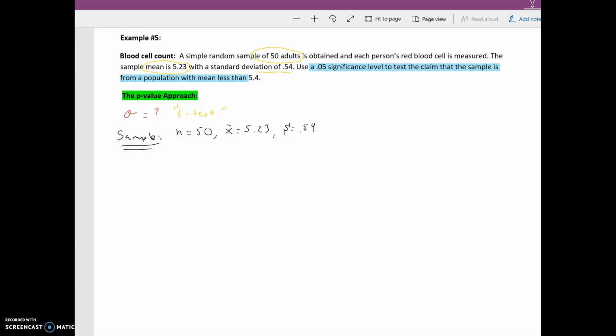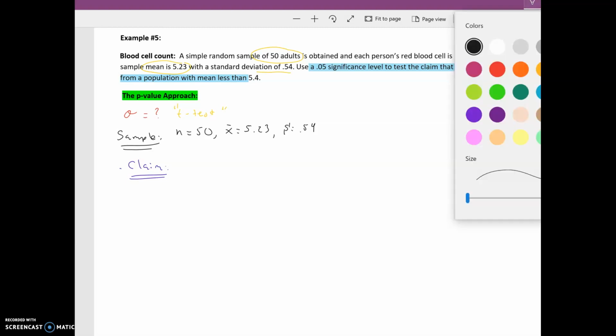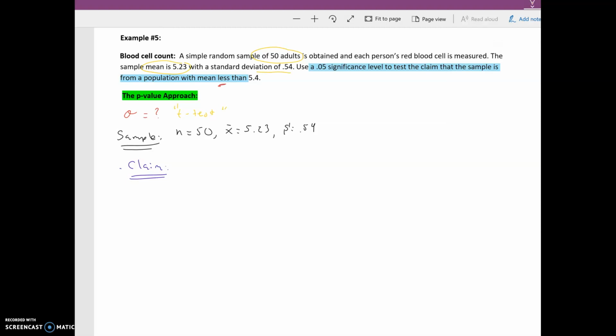Now, before we go any further, we have to look at the first step of the test, which is to actually state the claim. And the claim is going to give us what type of test we're actually performing. In this case, the claim says that the sample is from a population mean that is less than 5.4. So our claim, we can rewrite it as mu is less than 0.54.